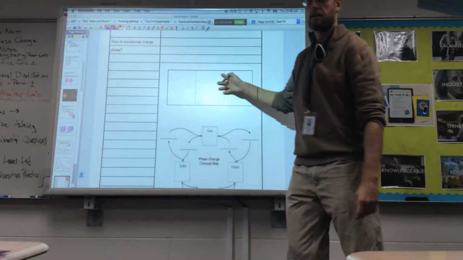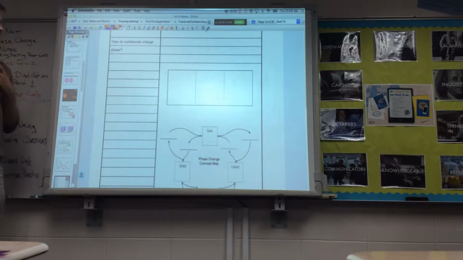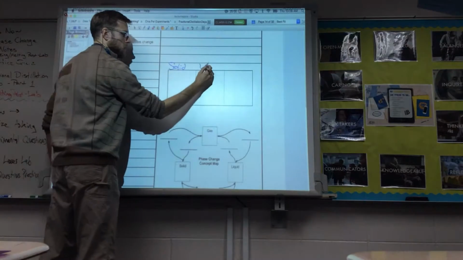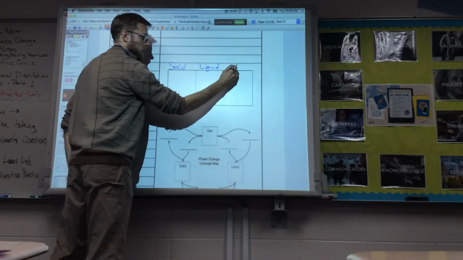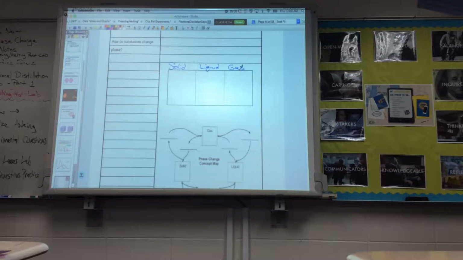We're on this part of the notes where it says, how do substances change phase? I'm going to draw the particles at a particle view of a solid, a liquid, and a gas. I'm going to fly through these again, so be drawing. We've got a solid, a liquid, and a gas.